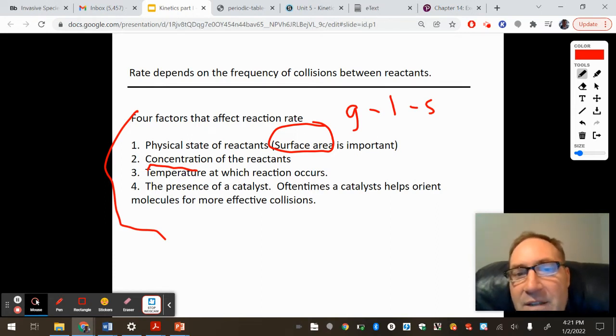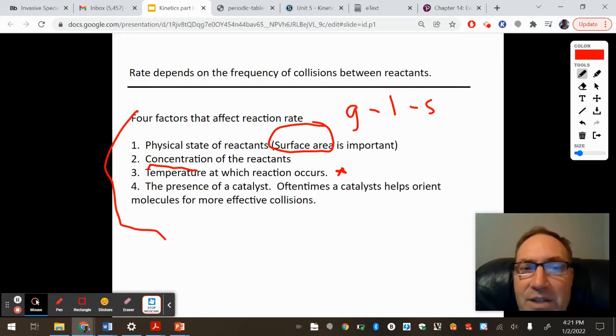And then typically temperature is something that makes it go faster too. If you have more effective collisions, or more collisions and they're faster, then the reaction is going to be faster, or slower if it's colder. And then finally, there's going to be something we're going to talk about.